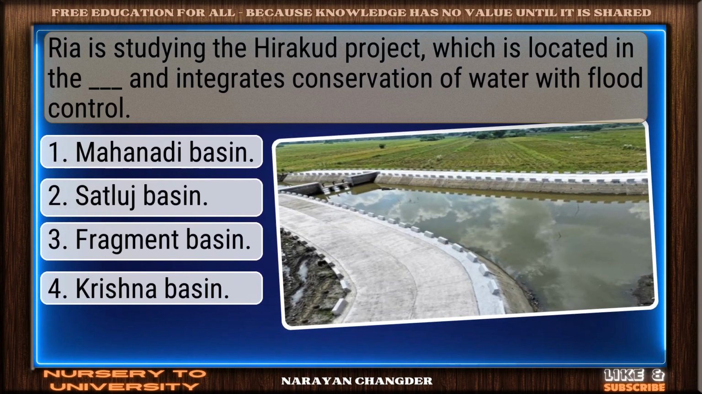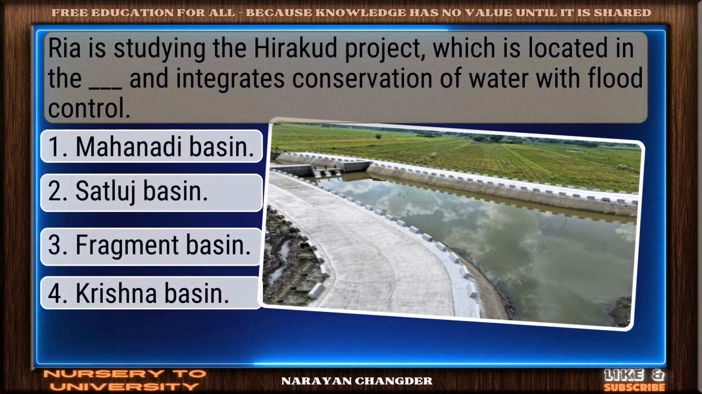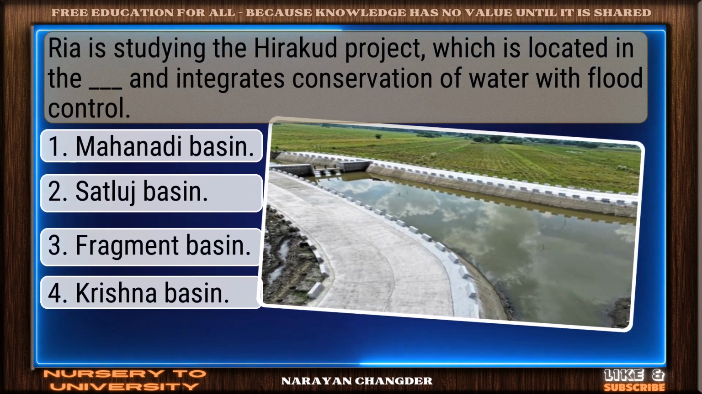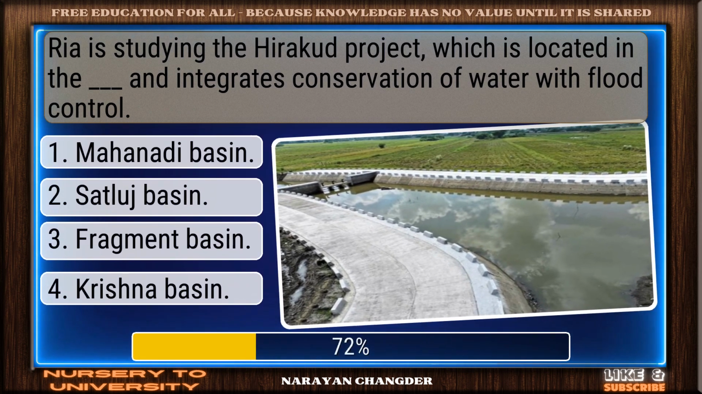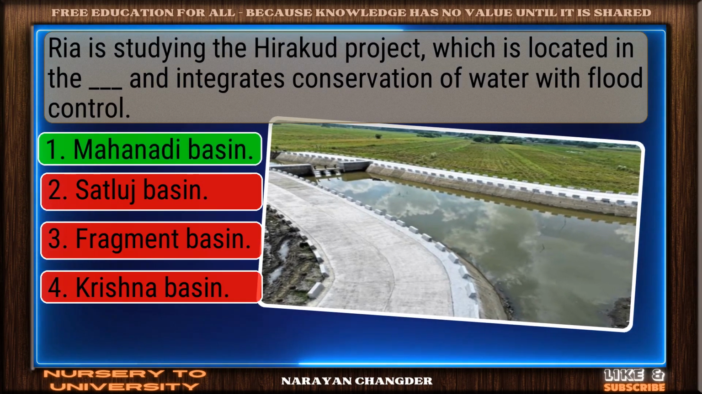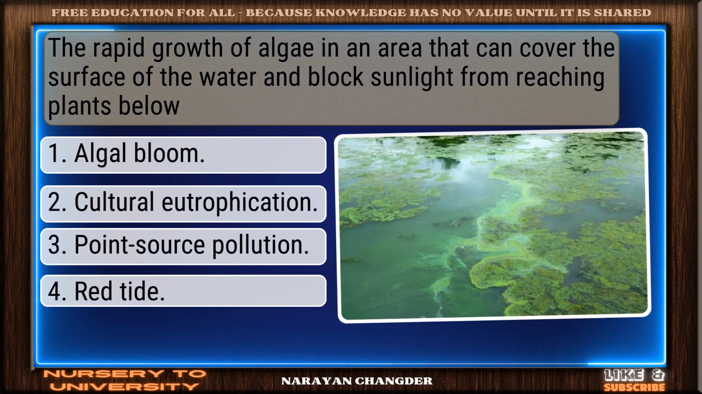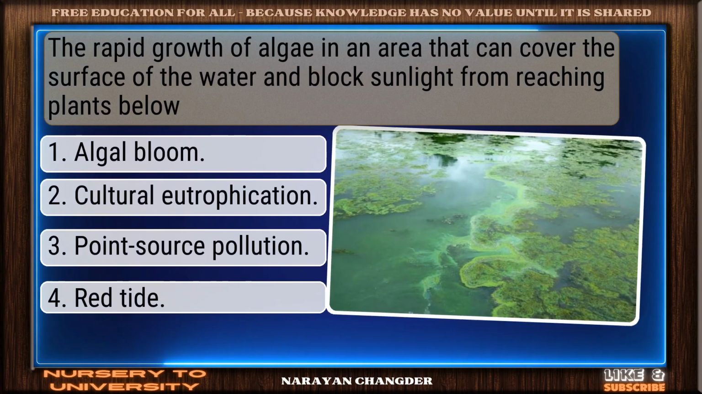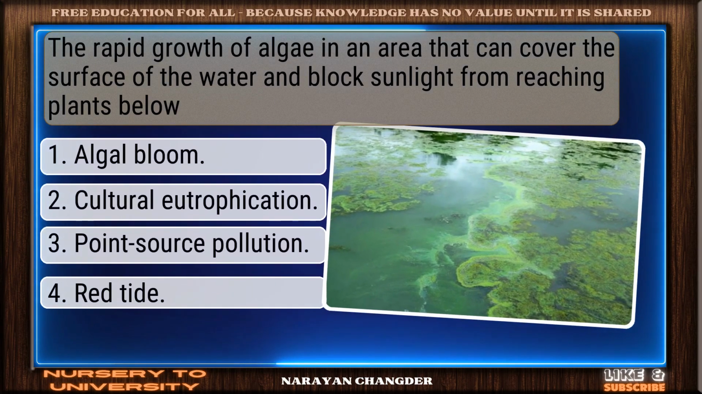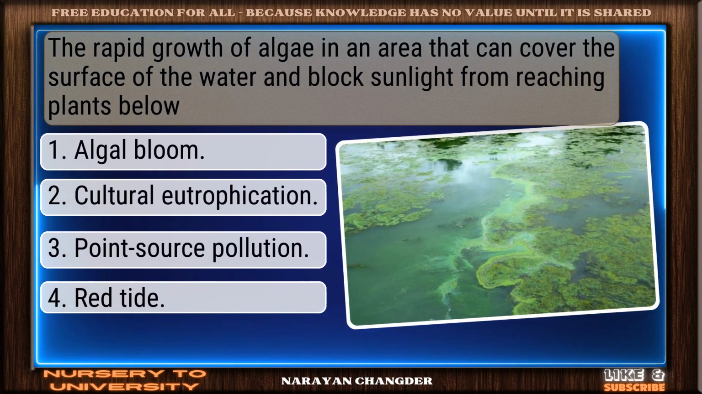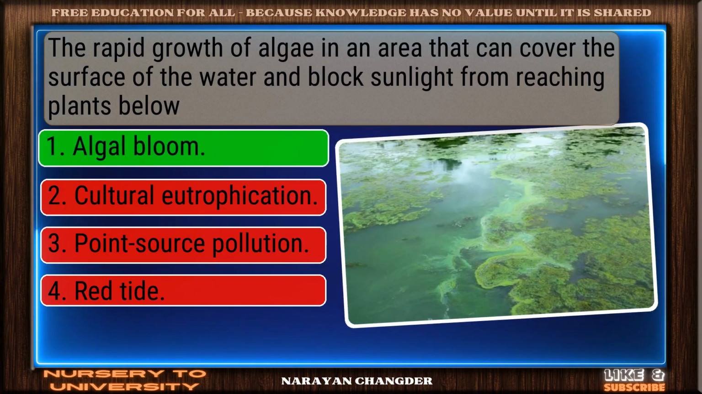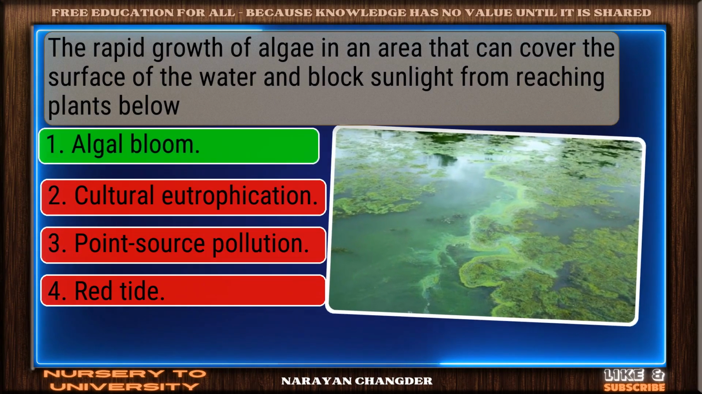Raya is studying the Hirakud project, which is located in the dash and integrates conservation of water with flood control. Strong choice. Mahanadi Basin is right. The rapid growth of algae in an area that can cover the surface of the water and block sunlight from reaching plants below. Bravo! Algal bloom is the answer.